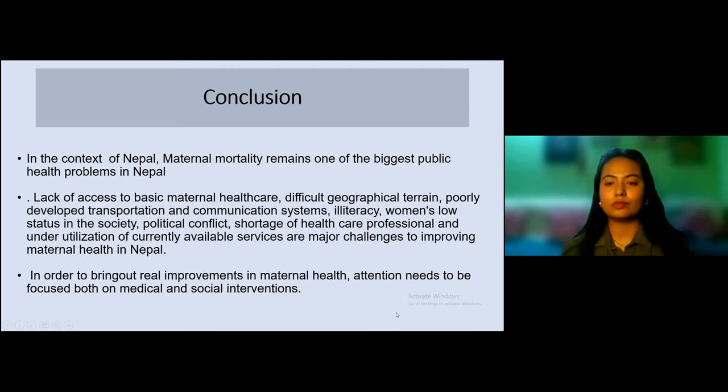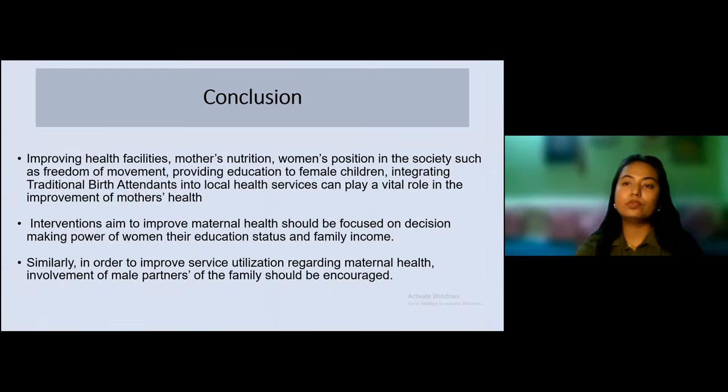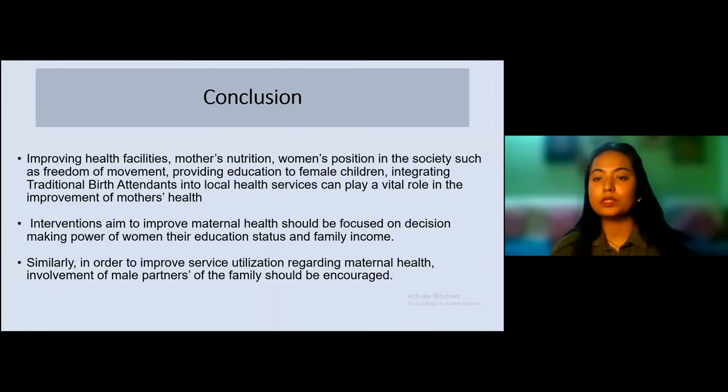So more attention should be given to the medical and also the social interventions, because they have to be aligned, as they are interrelated. If there is improvement in medical services, but the social taboos and cultural things are still there, pulling people back, then even if there are medical facilities, they won't be utilized. So they have to go hand in hand. Improving health facilities, mothers' nutrition, women's position in society, such as freedom of movement, providing education to female children, and integrating traditional birth attendants into local health services can play a vital role.